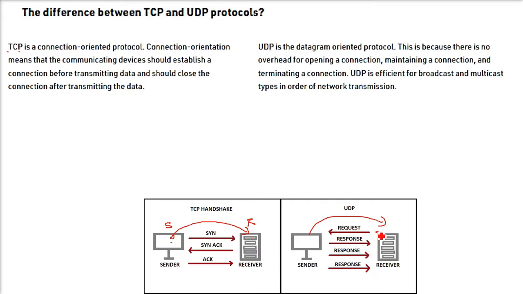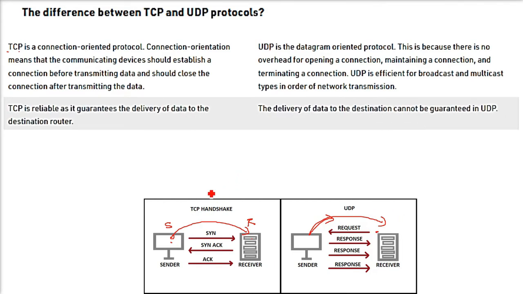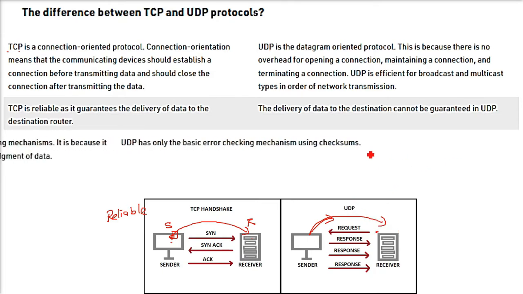UDP is efficient for broadcast and multicast type of network transmission. It is very efficient. It just gets the data, sends it to the port it wants, and doesn't care whether the data is received or not. The second thing is TCP is reliable. How is it reliable? Because TCP guarantees the delivery of data to the destination. Reliability means the connection has to be established. So when there is a proper connection, then it can ensure that the data is going and received. The delivery of data to the destination is not guaranteed in UDP.